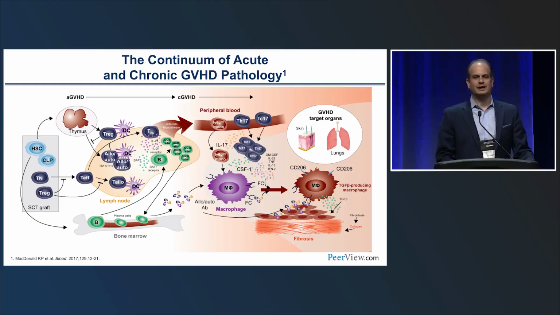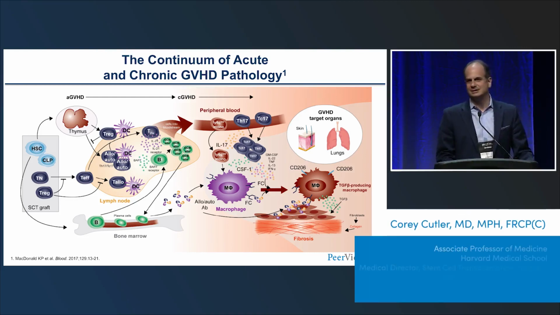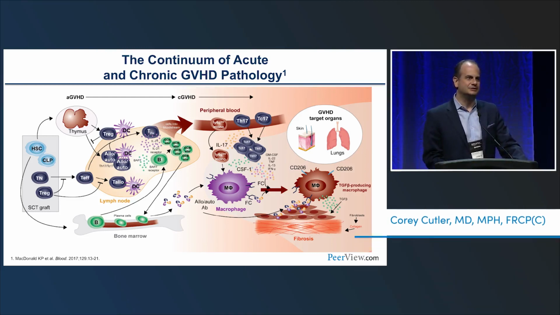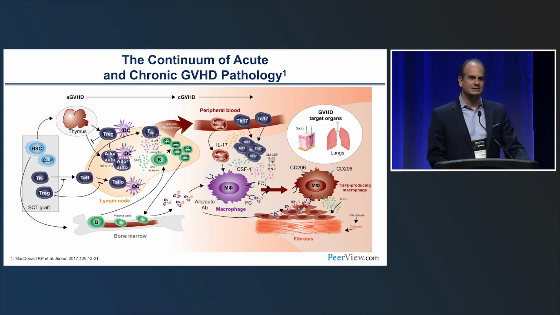So we know that chronic graft versus host disease is not simply biology of acute GVHD that has continued on. It's far more complex, involves different cellular subsets, different T-cell subsets, and involves the monocyte macrophage lineage as well as the B-cell lineage. And so our approaches in chronic graft versus host disease reflect the varying different pathways that we think are involved in the pathobiology.